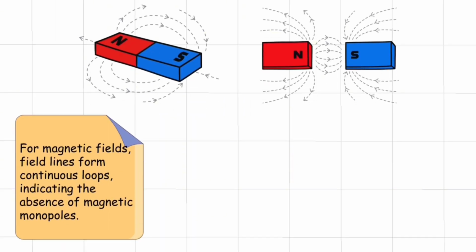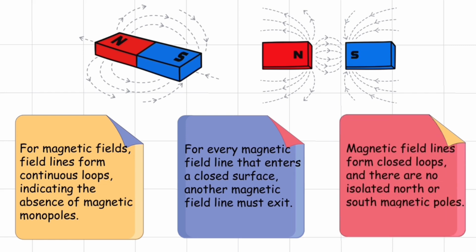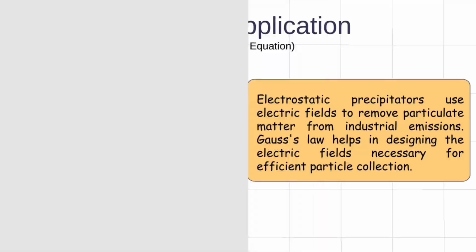For magnetic fields, field lines form continuous loops, indicating the absence of magnetic monopoles. For every magnetic field line that enters a closed surface, another magnetic field line must exit. Magnetic field lines form closed loops and there are no isolated north or south magnetic poles. The first and the second Maxwell equations have many applications in real-life situations.